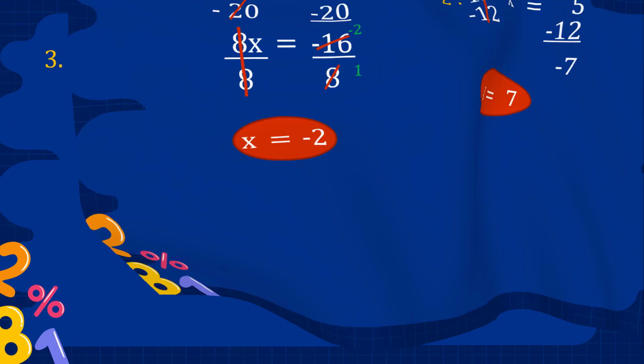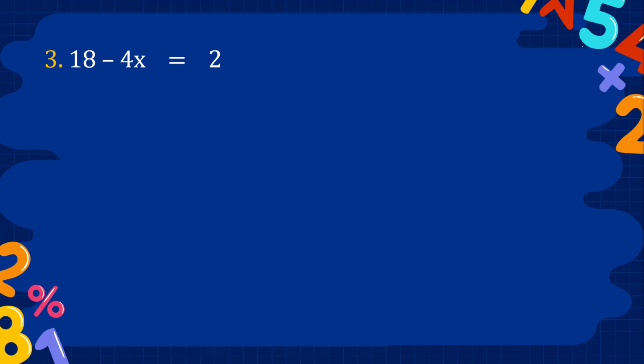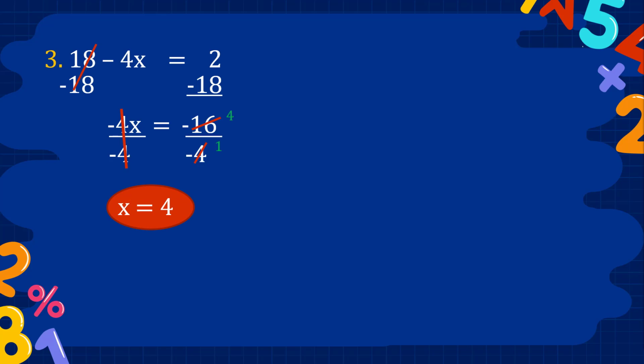Question 3. 18 minus 4x equals 2. We subtract 18 from both sides and you are left with minus 4x equals minus 16. Now to solve for x, we divide both sides by minus 4, where you get the x alone on this side and minus 16 divided by minus 4 equals 4.